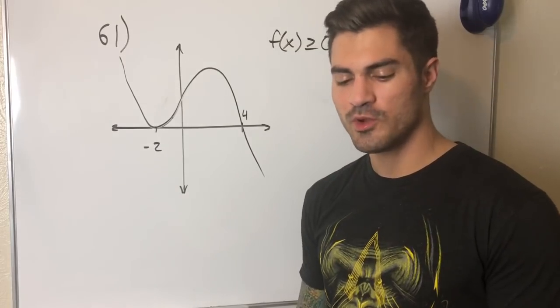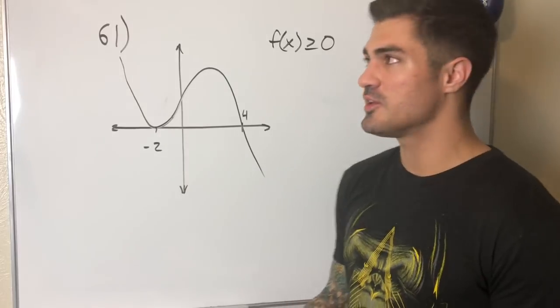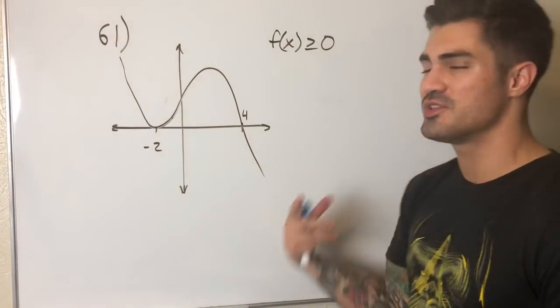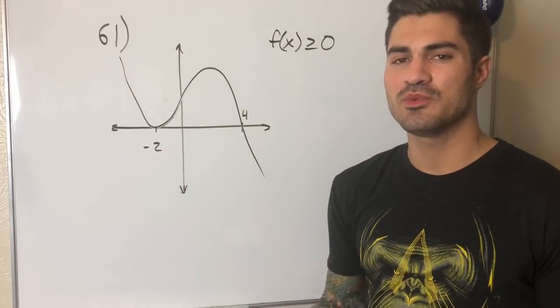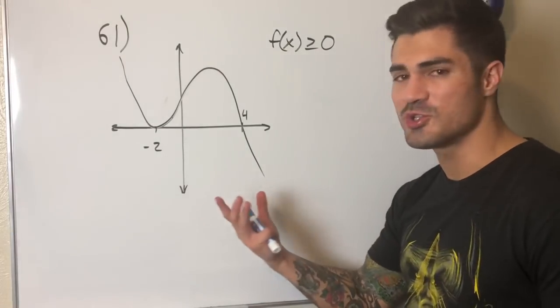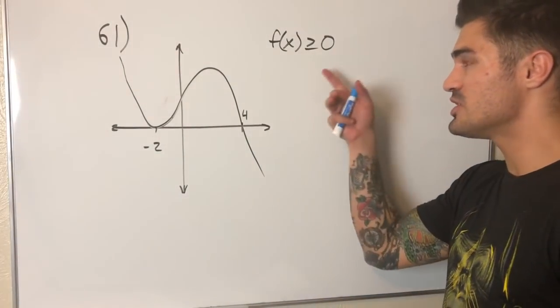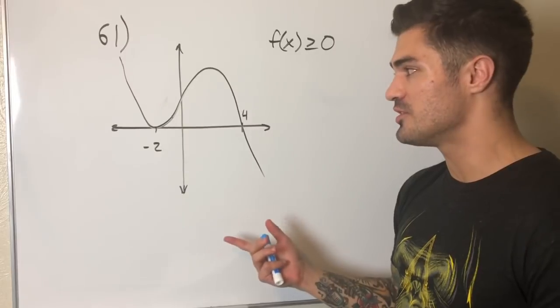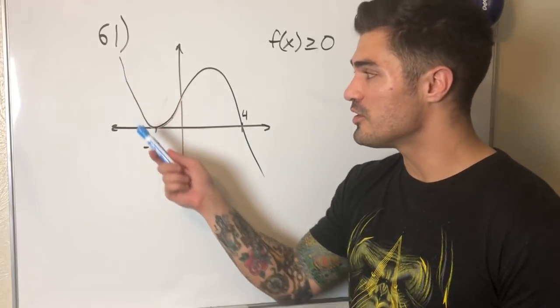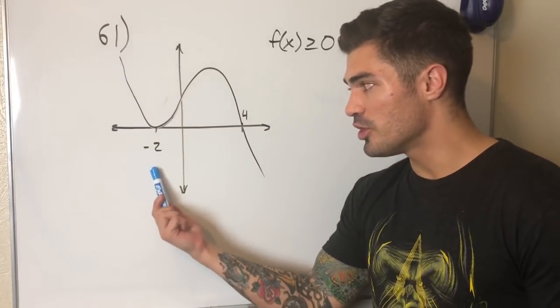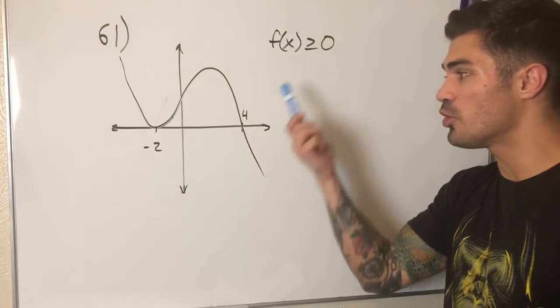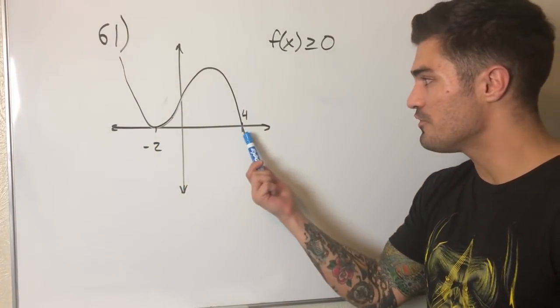All right, so number 61, we are given a graph and asked to solve the inequality f of x is greater than or equal to 0. I don't expect anyone to really have trouble with this. You pretty much just look at the graph and see where this function is greater than or equal to 0, all right? So we're going from -infinity, we're including -2 since it's greater than or equal to, and we're including 4, all right?